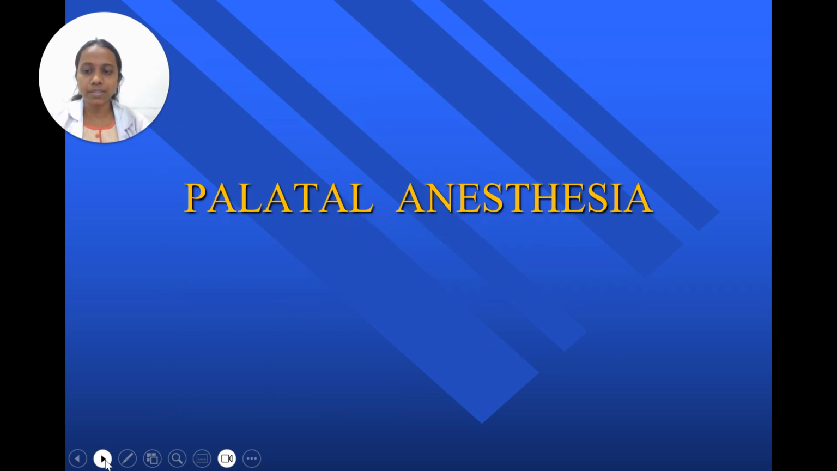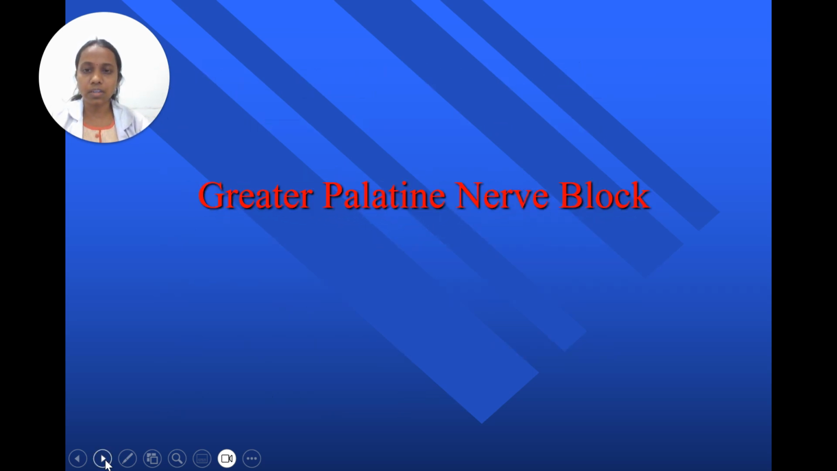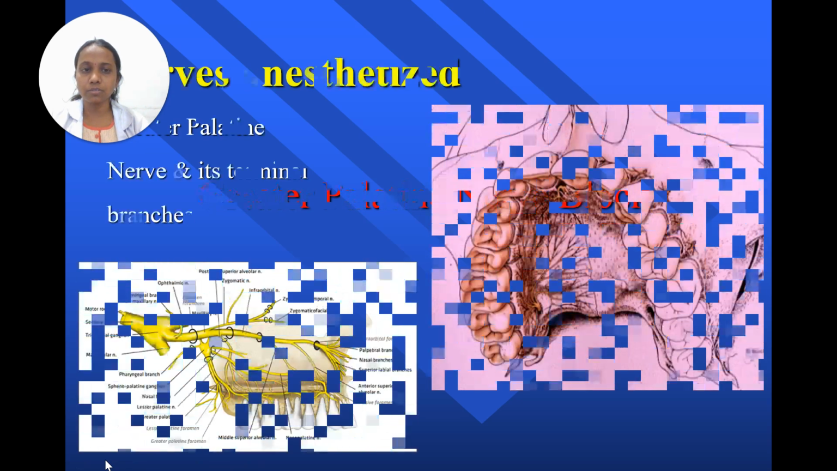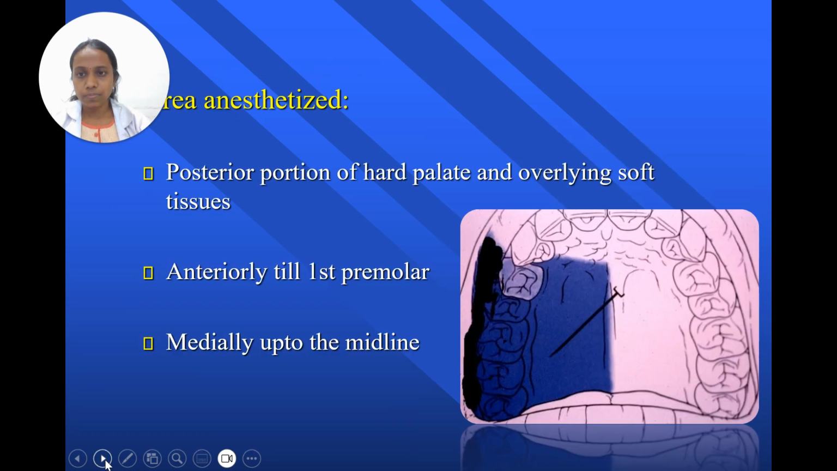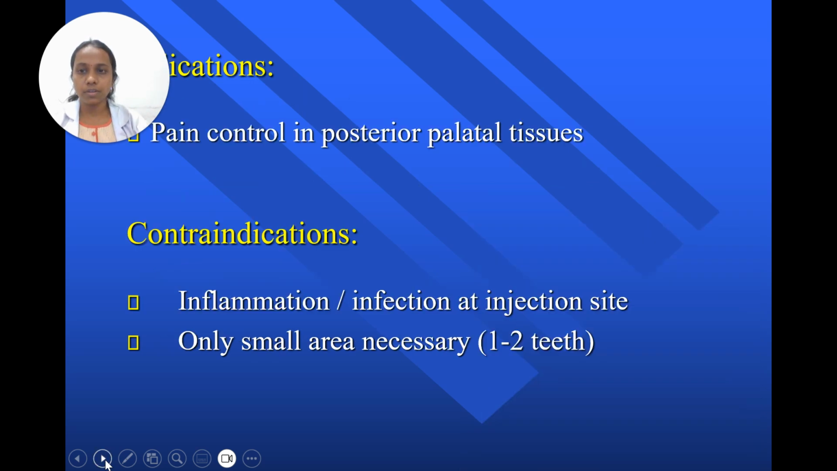Coming to the palatal anesthesia or the palatine nerve blocks, starting from the posterior palatine nerve, which supplies the posterior part of the palate and the palatal gingival supporting structures of the molars and premolars. The area anesthetized is the posterior portion of the hard palate and the overlying soft tissues, anteriorly till the first premolar, medially up to the midline.